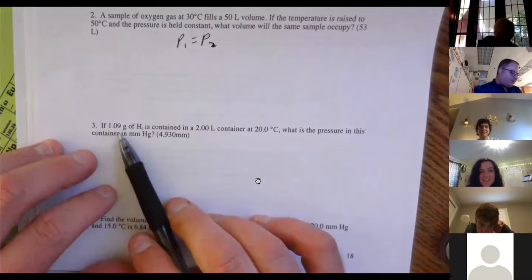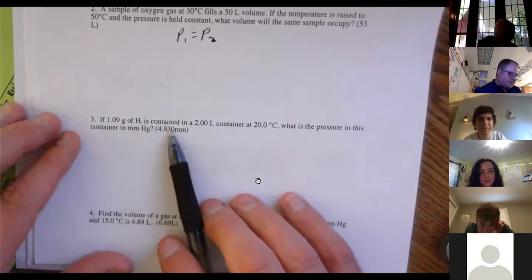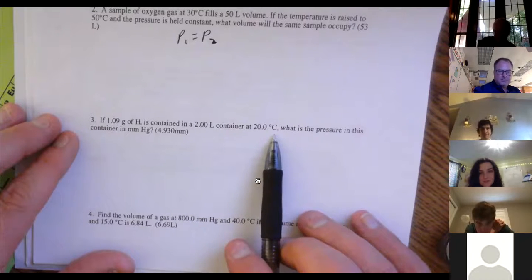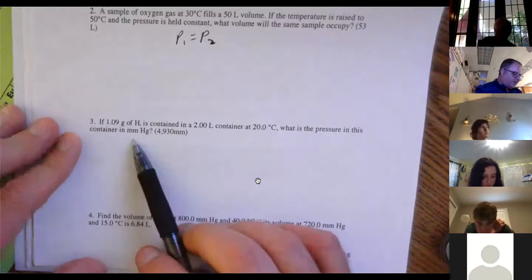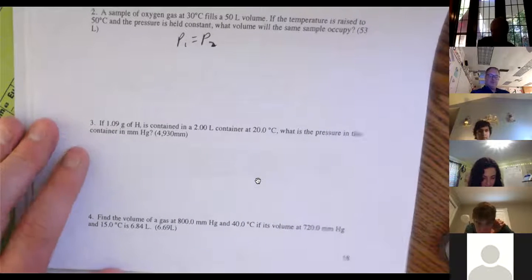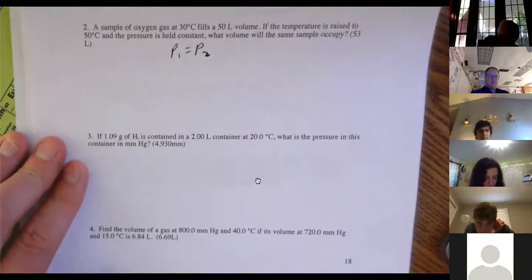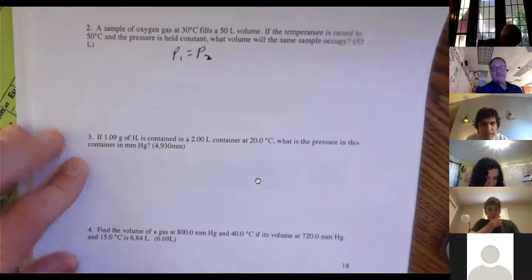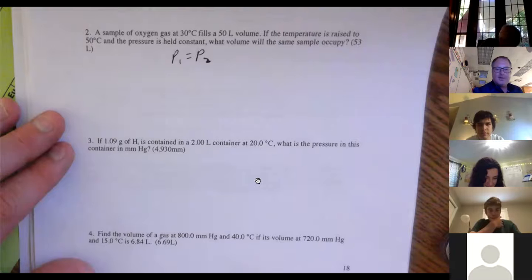3, if 1.09 grams of H2 is contained in a 2-liter container at 20 degrees Celsius, what is the pressure in this container in millimeters of mercury? Who's my student of the month? This is almost a student of the month question right here too. PV equals nRT, or P1V1 over T1 equals P2V2 over T2. PV equals nRT. Yes, PV equals nRT.